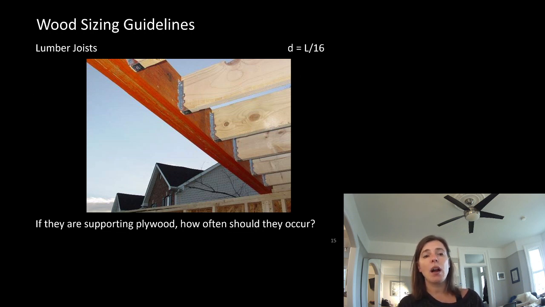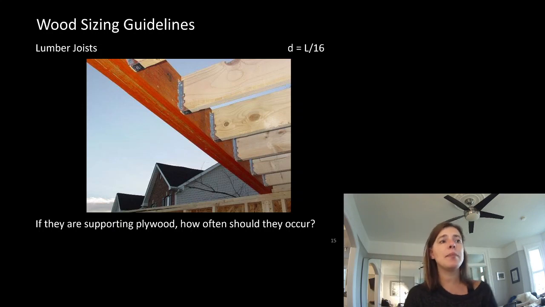Joists are a much more common system supporting plywood. Our sizing guideline is L divided by 16. And remember, sizing guidelines are when things are normal. Normal is when our joists are supporting our plywood floor, and they normally come at 16 inches on center.